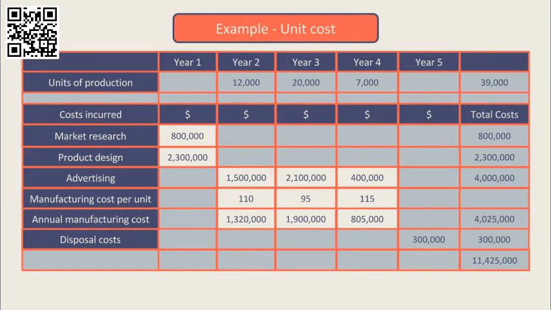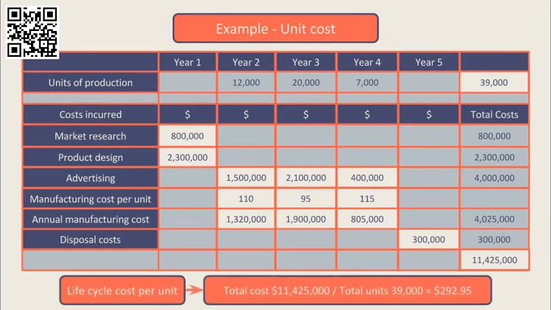Of course, as we are considering all life cycle costs, we also add the post-production disposal costs incurred in year 5. Life cycle costs of product T amount to $11.425 million. Budgeted units of production in years 2, 3, and 4 total 39,000 units. Hence, the life cycle cost per unit, calculated as total costs divided by total units, or 11.425 million divided by 39,000 units, is $292.95.